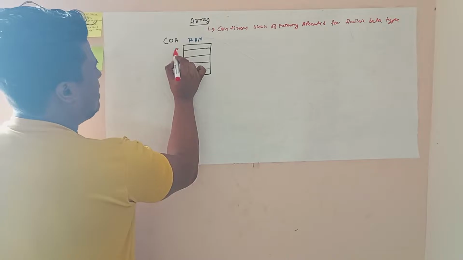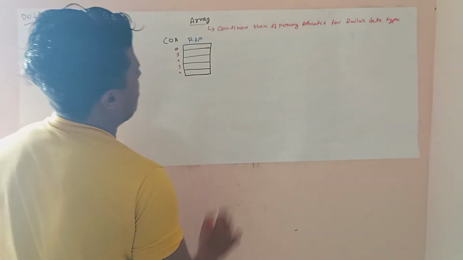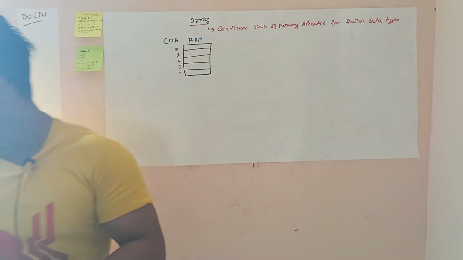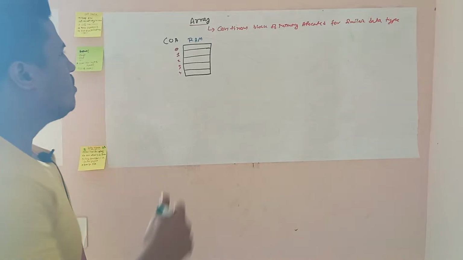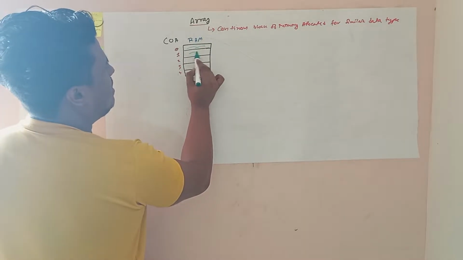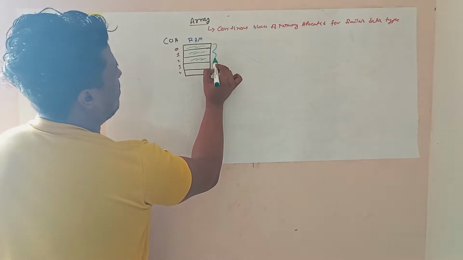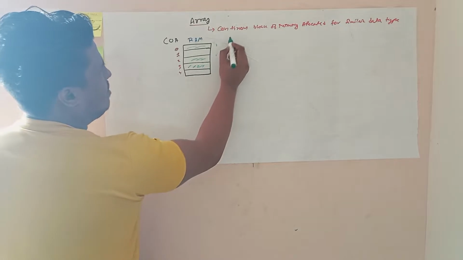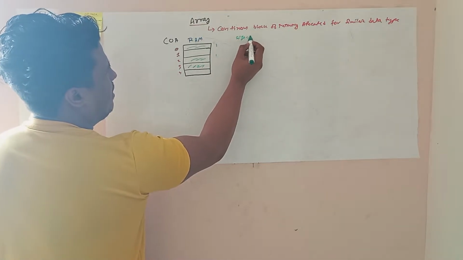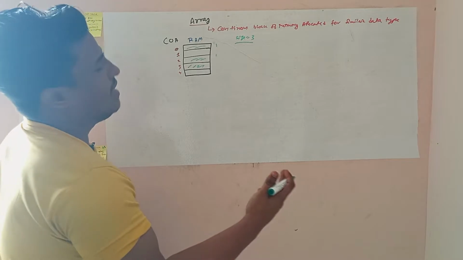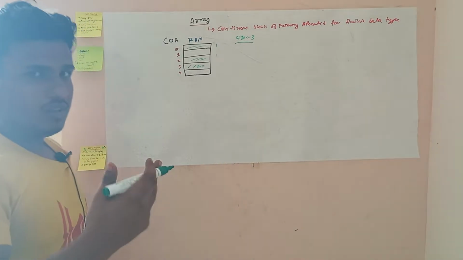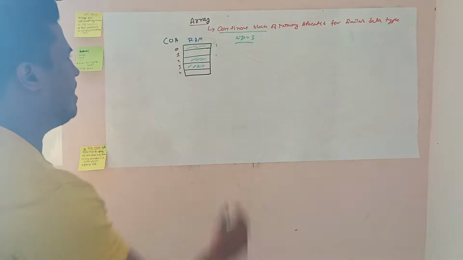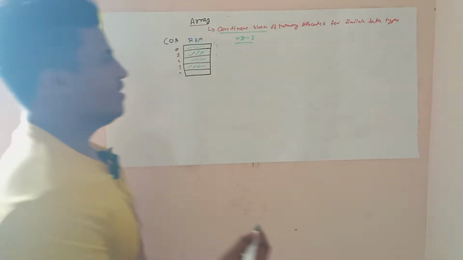For simplicity I'm considering 0 1 2 3 4 as a continuous block. So an array is a continuous block of memory allocated for similar data type. Continuous block means this memory is occupied, this memory is occupied, this memory is occupied. Not like this memory is occupied, this is left blank, then this is occupied. Suppose I declare an array of size 3. Don't worry about the syntax, I'm just giving you general things here. So it's a discontinuous block, and it's not fulfilling the criteria of an array. So an array must be continuous.